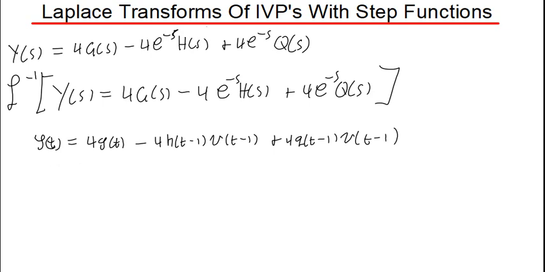So all we have to do is just to find our g of t, h of t minus 1, and q of t minus 1. By doing that, we would have found the answer. So all we have to do is just to find the inverse of this, inverse of that, and inverse of that, and inverse of that. Then we are good to go.